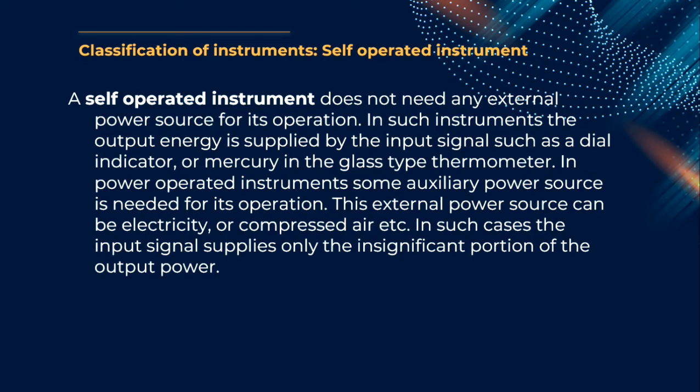In power-operated instruments, some auxiliary power source is needed for its operation. This external power source can be electricity or compressed air, etc. In such cases, the input signal supplies only an insignificant portion of the output power.